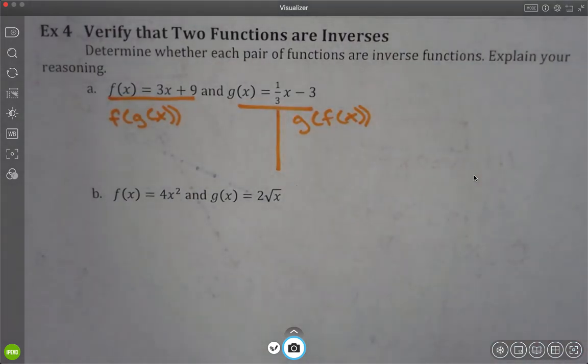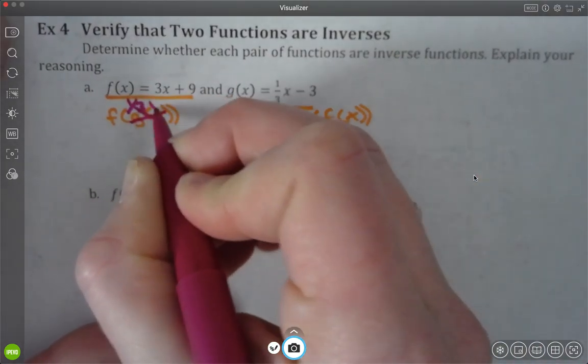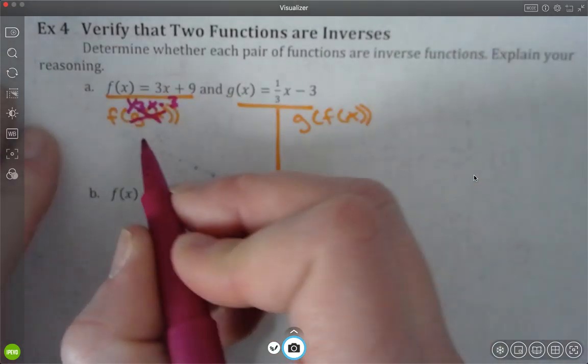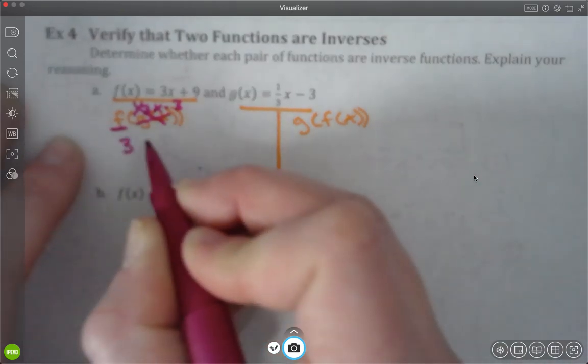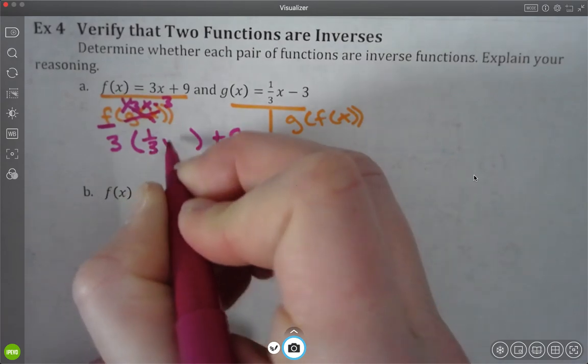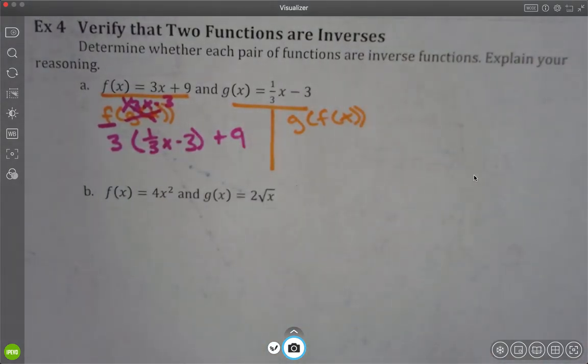So F composed of G of X. G of X is what I'm sticking inside. So 1/3 X minus 3 is going inside of here. F was originally, the outside function was originally 3X plus 9, right? But now I'm going to put the 1/3 X minus 3 inside of it. Do you see how that works?